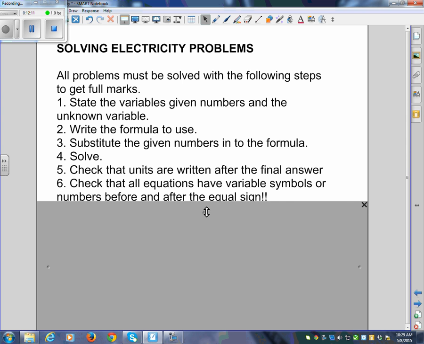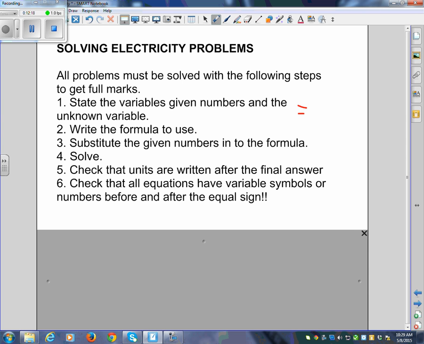Check that all equations have variable symbols or numbers before and after the equal sign. And one more that I like: equal signs lined up, nice and neat. It helps. Trust me.